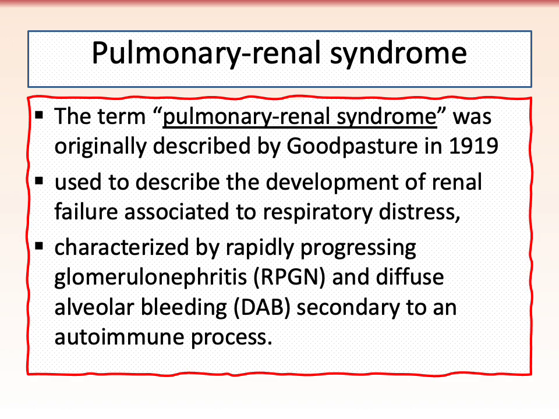The term pulmonary renal syndrome is used to describe the development of renal failure associated with respiratory distress, characterized by rapidly progressive glomerulonephritis and diffuse alveolar bleeding secondary to an autoimmune process.